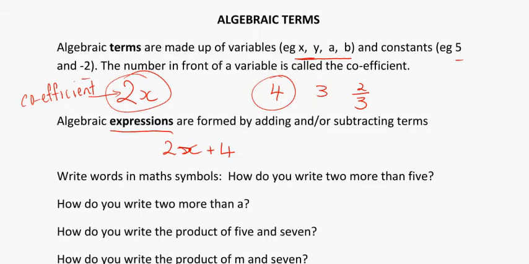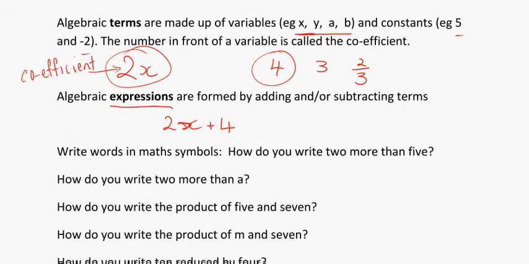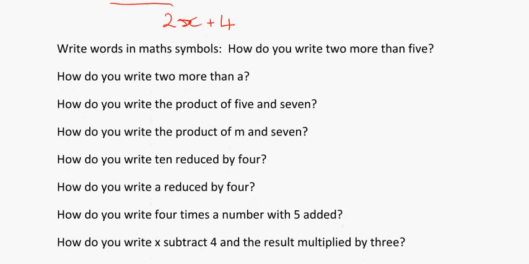Now, how do you write words in math symbols? Okay, let's do the same with letters as you do with numbers. So how do you write 2 more than 5? So we'd have 5 and we add 2 to it. So that's how we'd write that. How do you write 2 more than a? Okay, so instead of 5 we're going to put a. So that would be a plus 2.